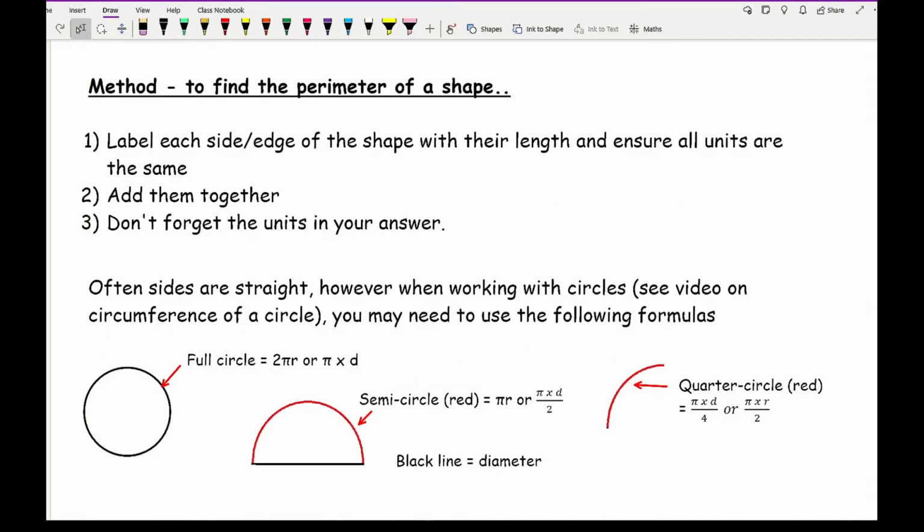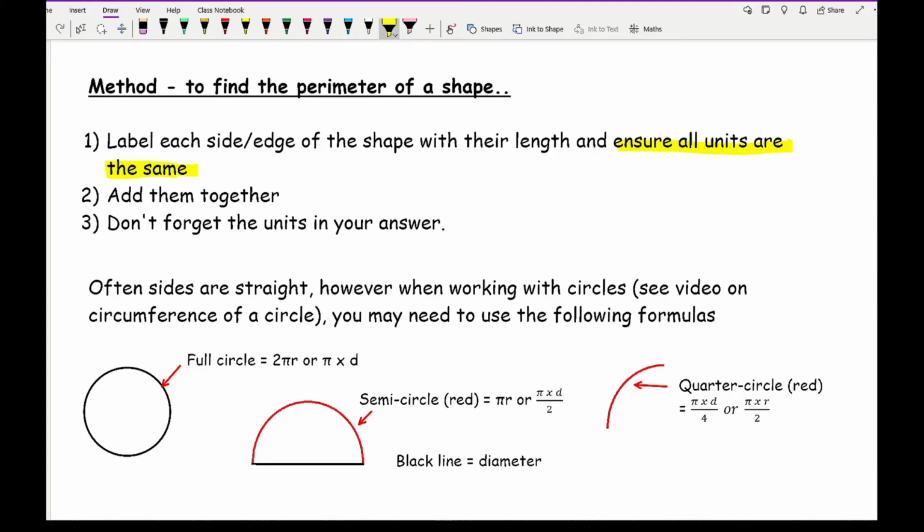Now the method to find the perimeter of a shape can be done quite simply. All you need to do here is make sure that you label each of the sides or the edges of the shape with their lengths and ensure that all the units are the same. This is quite an important statement, because some questions might involve extra marks or might be levelled at a high level because they're getting you to combine more than one topic together. So always make sure that when you're working out the perimeter or adding shape sides together, the units are the same.